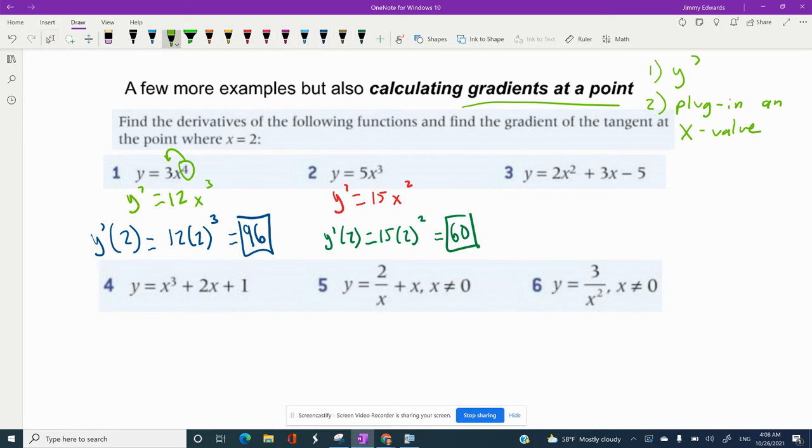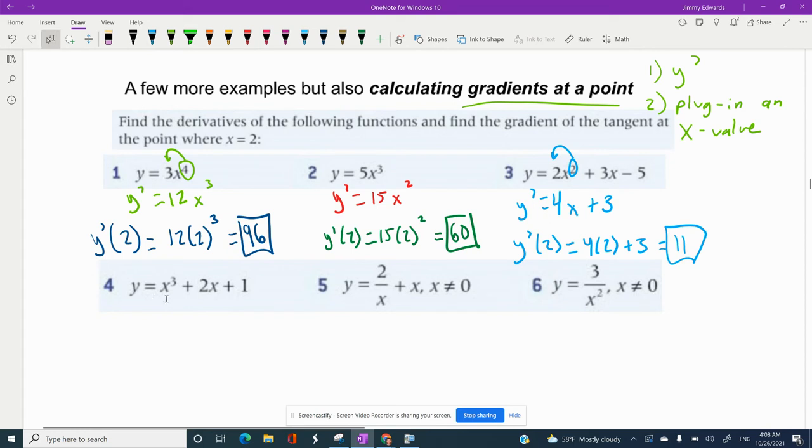All right. Let's keep going. We have y prime is, in this case, the 2 gets multiplied with the 2. That's going to be 4x plus 3. We have more linear terms here. The slope of 3x is 3. The slope of a constant is 0. So the negative 5 doesn't have anything for the derivative. Okay, and then we have y prime of 2 is 4 times 2 plus 3, which is 11.